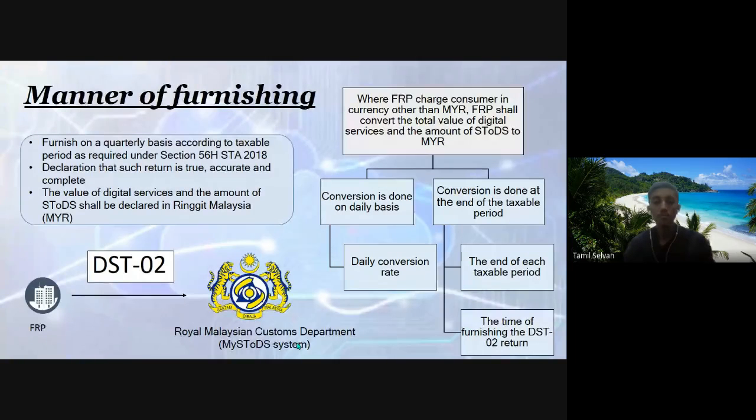Conversion is done on a daily basis. The conversion is done at the end of each taxable period, and also at the time of furnishing the DST 02 return.